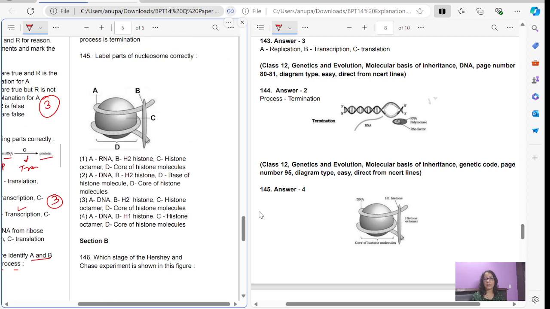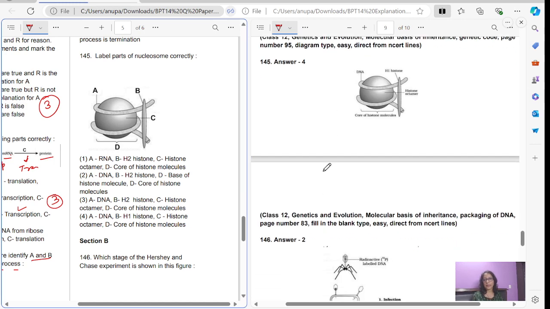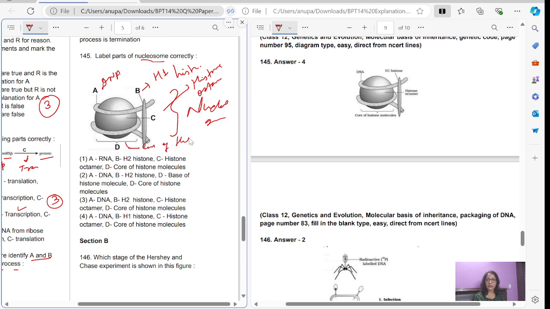The next question is also a diagram based question. Here a diagram is given. In fact, it is written here to label parts of the nucleosome. This is a diagram of a nucleosome and we have to label the parts. So you have to memorize the parts of the nucleosome. Here A is DNA, and B is H1 histone. C is histone octamer. And what is this? This is the core of histone molecules. So let's now check the options.